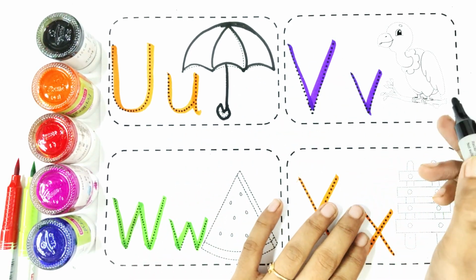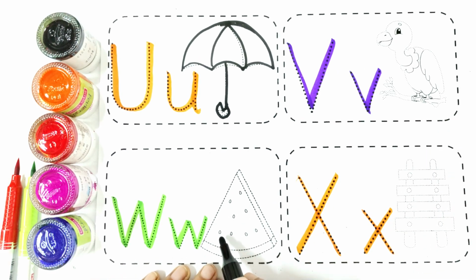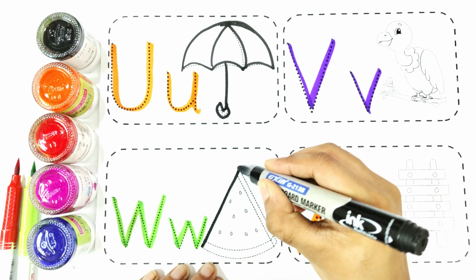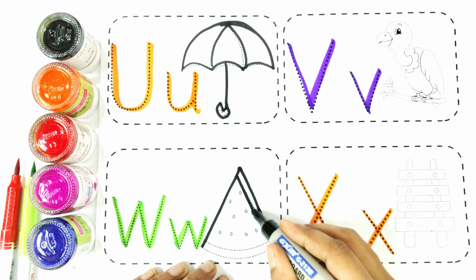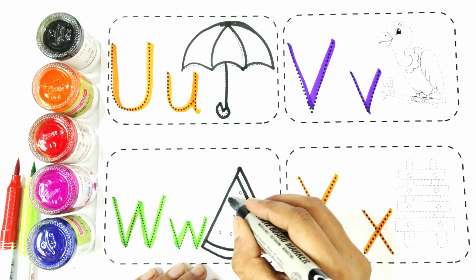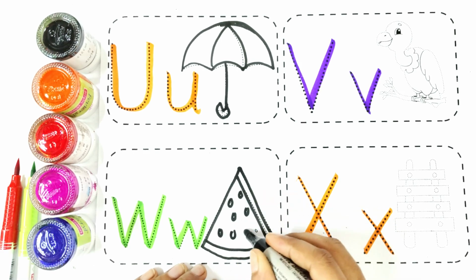V is for vulture. W is for watermelon. Draw with me a watermelon. Again, say with me, W is for watermelon.